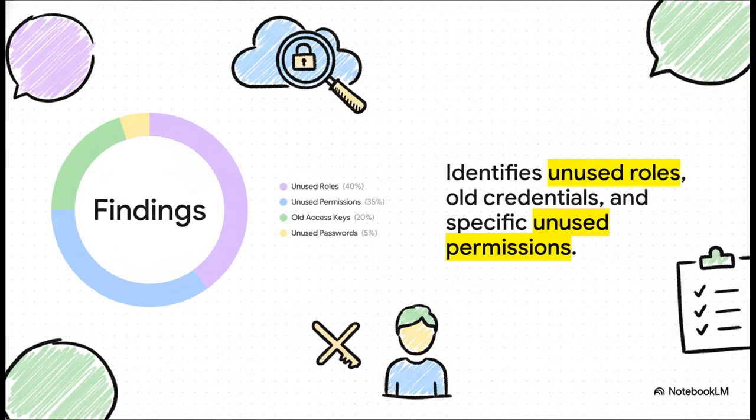We just collect permissions over time, it's natural. This chart here shows a pretty typical breakdown of what Access Analyzer finds. Entire roles that haven't been used in ages, specific permissions on active roles that are never actually used, and old risky credentials like access keys that are just collecting dust.